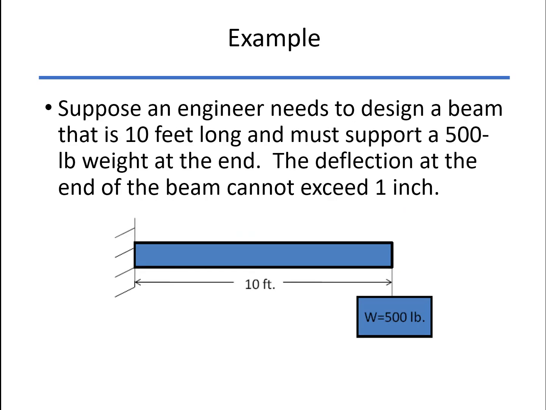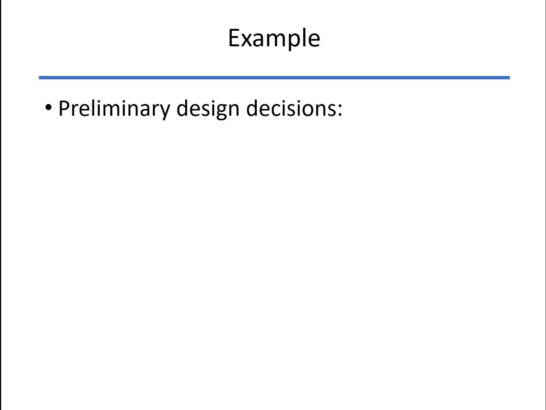So let's look at an example. Suppose that you need to design a beam. It's going to be 10 feet long, and you're going to put 500 pounds weight on the end. And when you apply this 500 pounds, the bar is going to sag a little bit at the end. Another thing that you've decided here is that you can't let that deflection be more than 1 inch. Okay? So with that in mind, we have some preliminary design decisions we have to make.